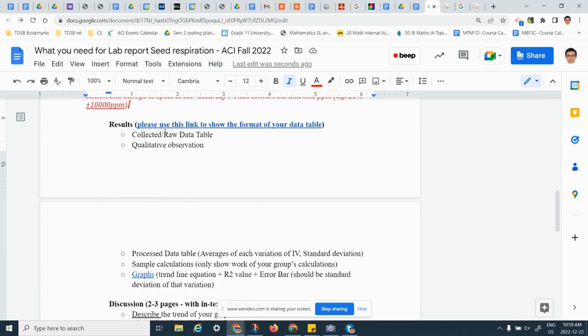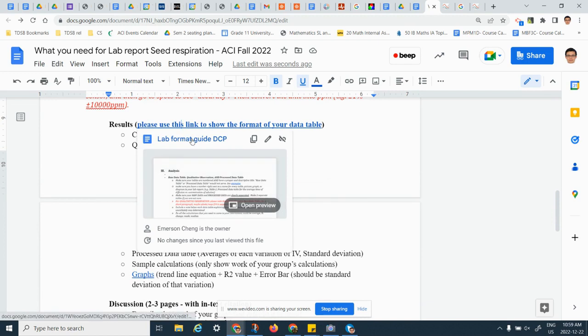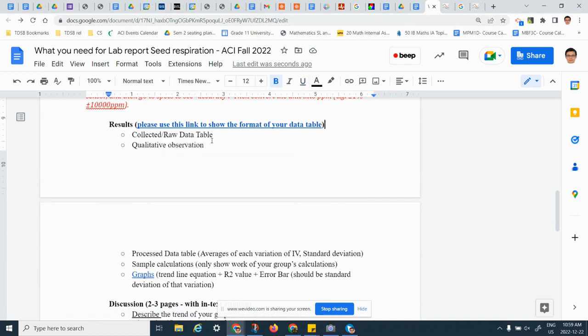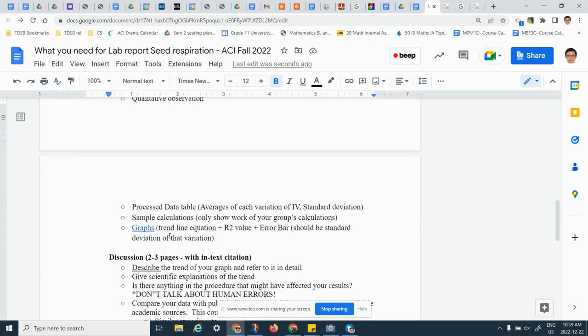Results. So here, there's a link that shows you how to show the lab. Again, collect data, raw data, qualitative observation, process data table, sample calculation, group, graph, trend line, R2, error bars should be the standard deviation of that variation. Now, for this section, I should talk a little bit about it since this lab has been a while, and the data processing part you might not remember much.